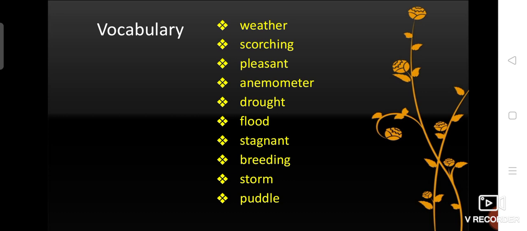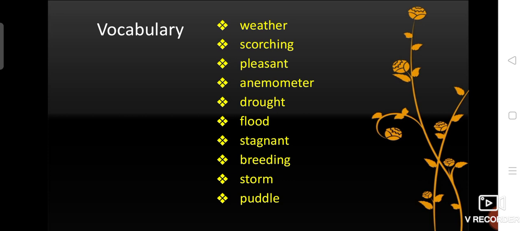What do you mean by weather? Because this is the chapter given to you, isn't it? Weather is the lesson name. Weather shows the condition of wind, rain, clouds, sunshine for a particular time, that is called weather. Okay. Second one is scorching. Scorching means high temperature, that is very hot. Very hot, that is called what? Scorching. Third one is pleasant. We discussed this word pleasant in our last lesson. That is very soft.